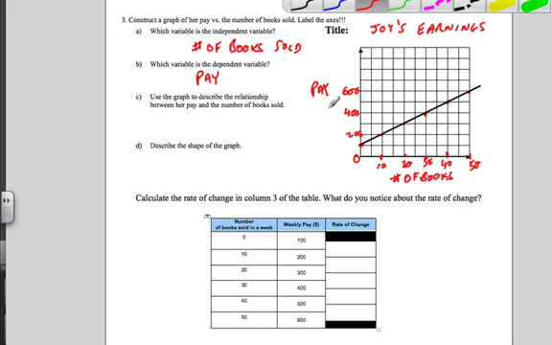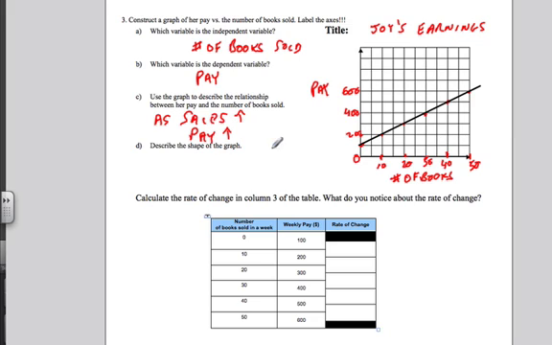So going back to the questions now. Use the graph to describe the relationship between pay and number of books sold. So as sales increase, pay increases as well. And the shape of the graph is linear.